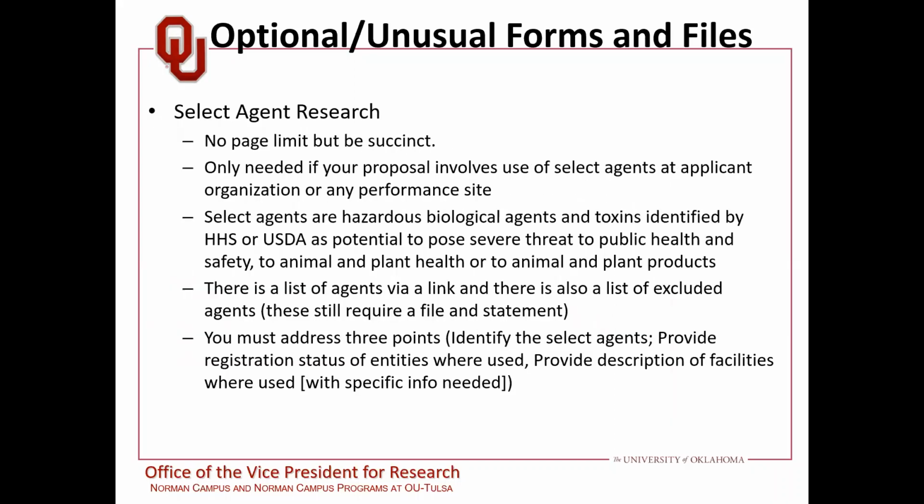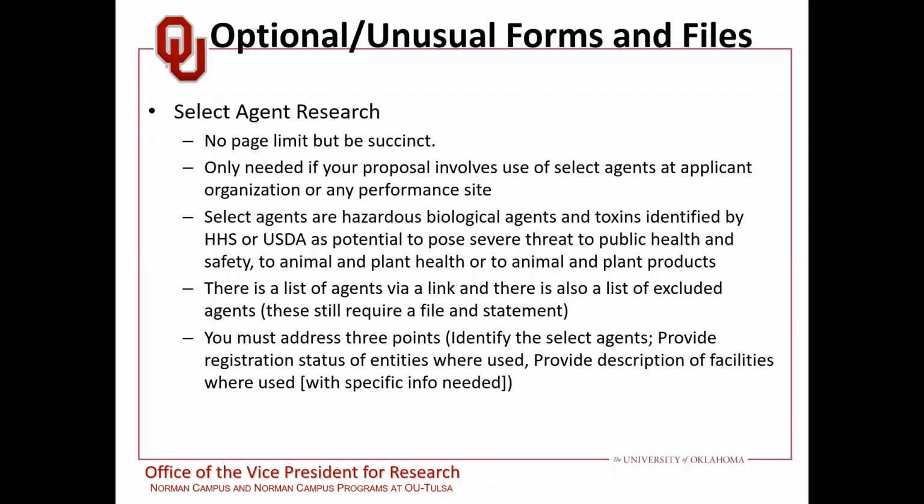If you're doing select agent research, they require a file for that. Those are things like if you were using anthrax or biological toxins and things like that, that have a public health risk, that they want special information. There's a special link that you can go to that shows you agents that have to have a form filled out on them. And there's also some that people might think need to have a file filled out for them that are on what they call excluded.